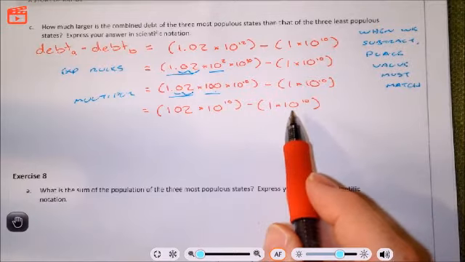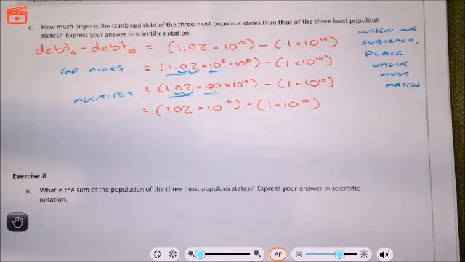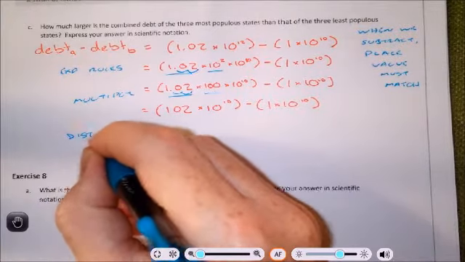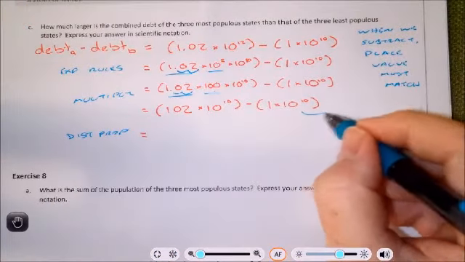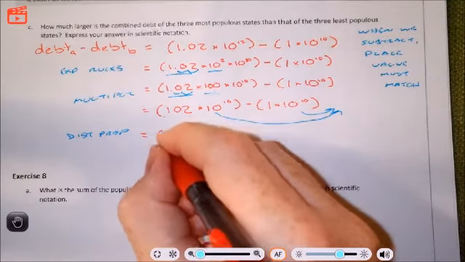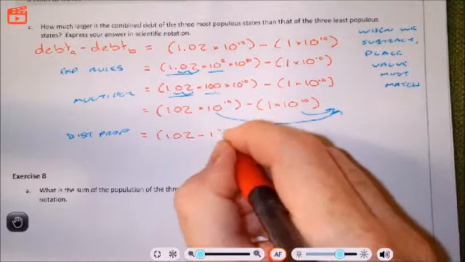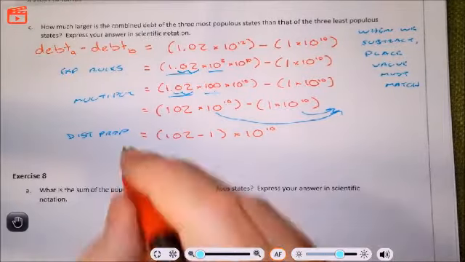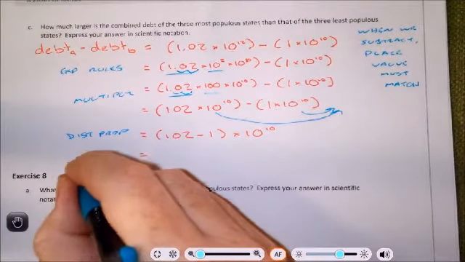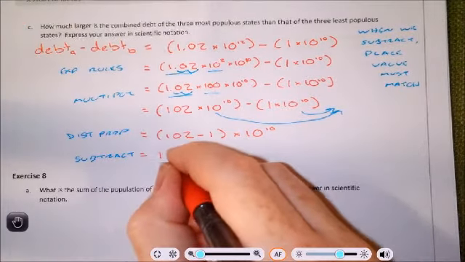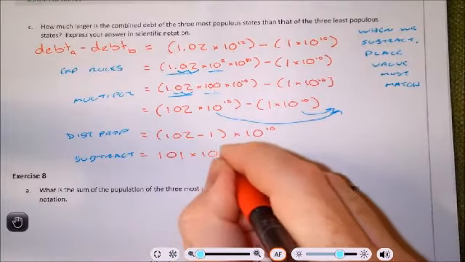So now the place values match. For the next step, just like we did before, I'm going to use the distributive property to pull out, because they both match, the 10 to the 10th. So now I have 102 minus 1, everything times 10 to the 10th, because of the distributive property. For the next step, you have to subtract. 102 minus 1 is 101 times 10 to the 10th.